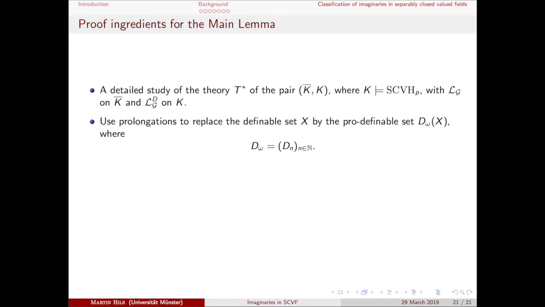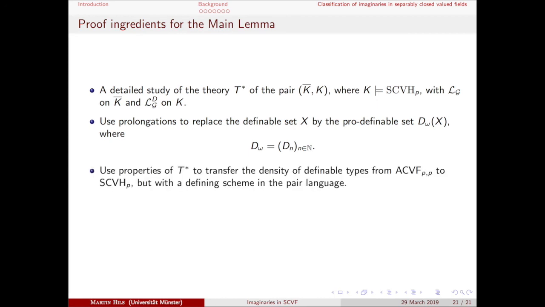The second one is that we use prolongations. So you start with your definable set, but actually you don't like it. You take the prolongation of it, so it's a pro-definable set now: the image under this sequence of maps, d_n. Somehow in this, it is enough to exhibit an ACVF-definable type in that one, because it has already understood how the d_n's go, and now the remaining problem is an ACVF problem.